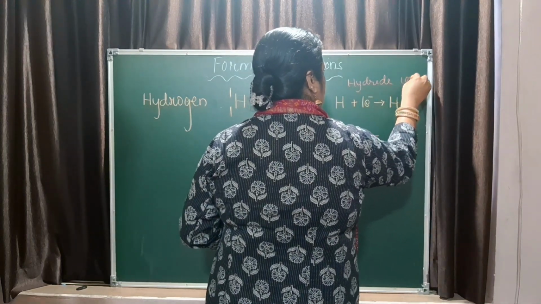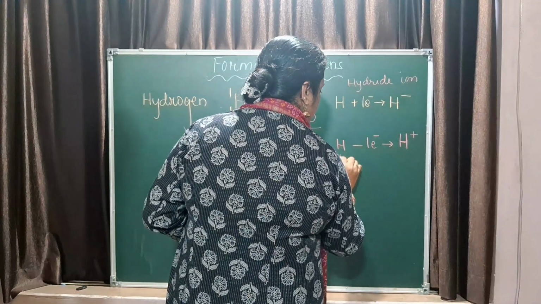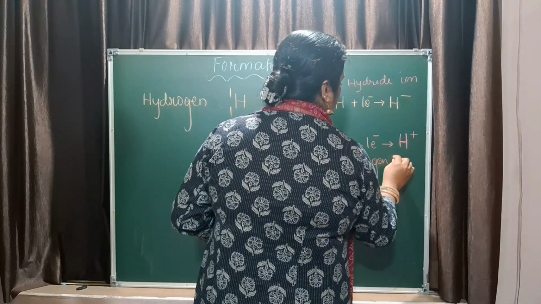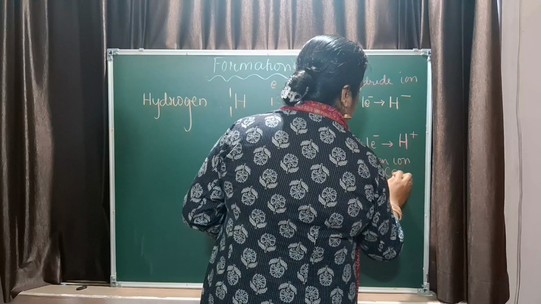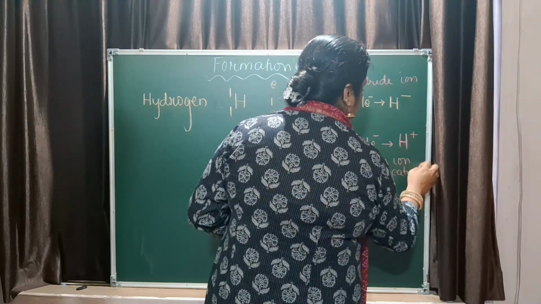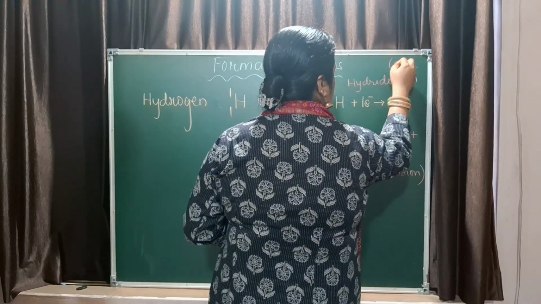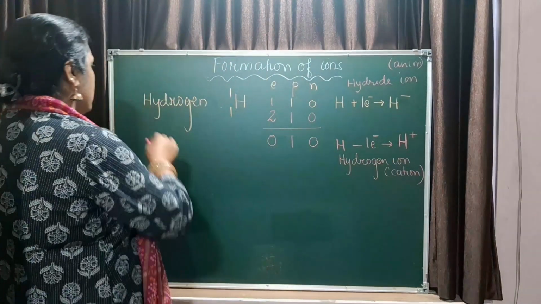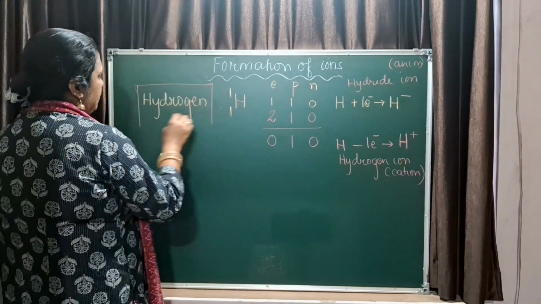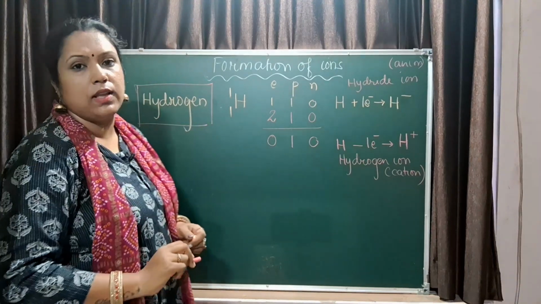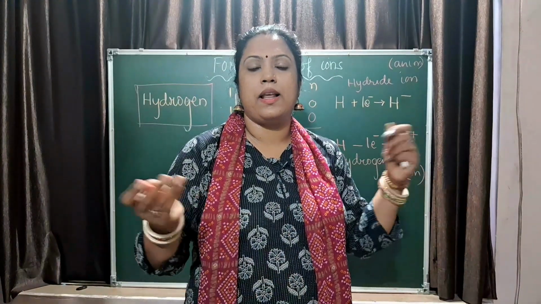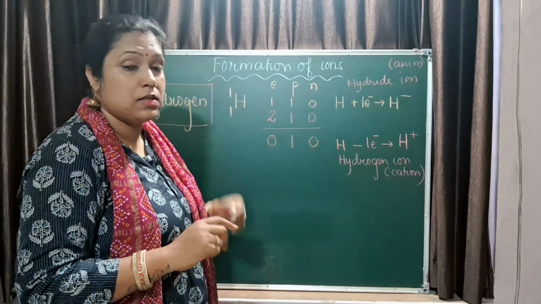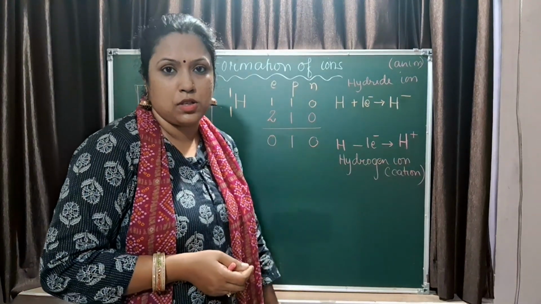So, hydrogen can form hydride ion as well as hydrogen cation. This one is a positively charged ion, that is cation, and the other is an anion. This is an exception because hydrogen does not behave the way it should, sitting on the alkali metals, behaving as both halogens and alkali metals. It is a non-metal. So, this is what hydrogen ion formation or hydride ion formation is all about.